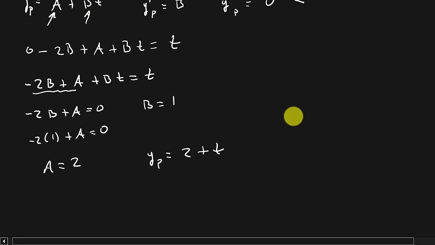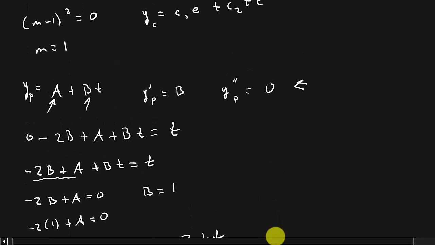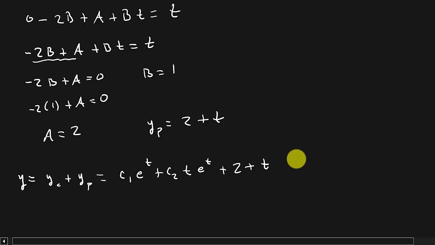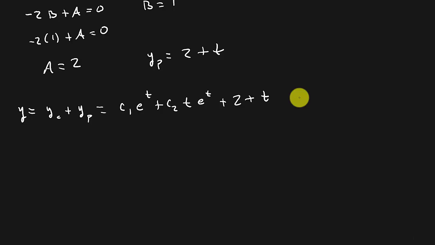All right, so now I have y is equal to yc plus yp, and that is equal to c1 e to the t plus c2 t e to the t plus, I said t and wrote x, plus 2 plus t. Remember, we got our yc up here. Okay. All right. Well, that's great and everything. Everything's in terms of t, right? Everything's in terms of t.